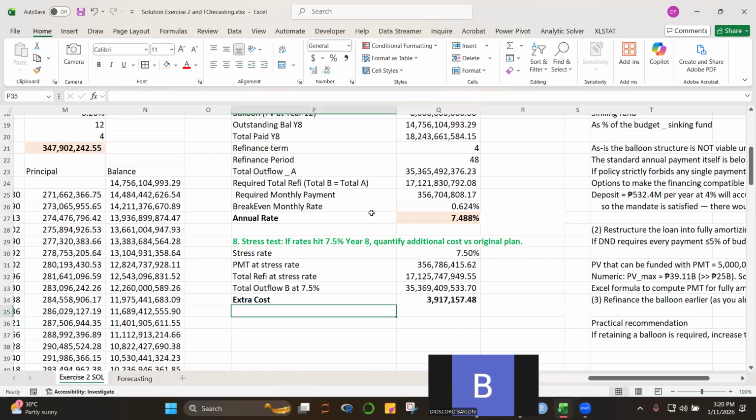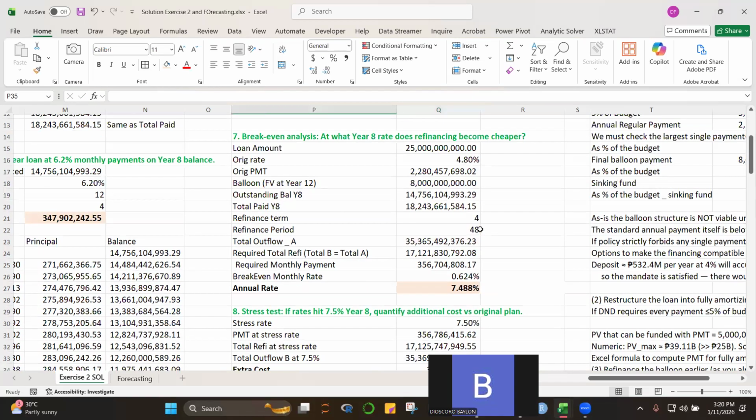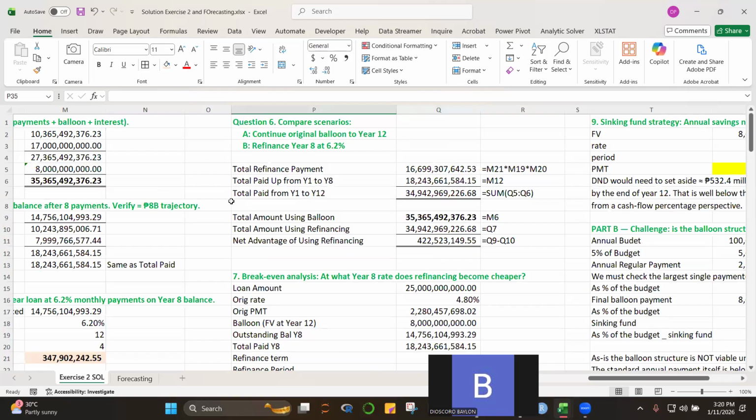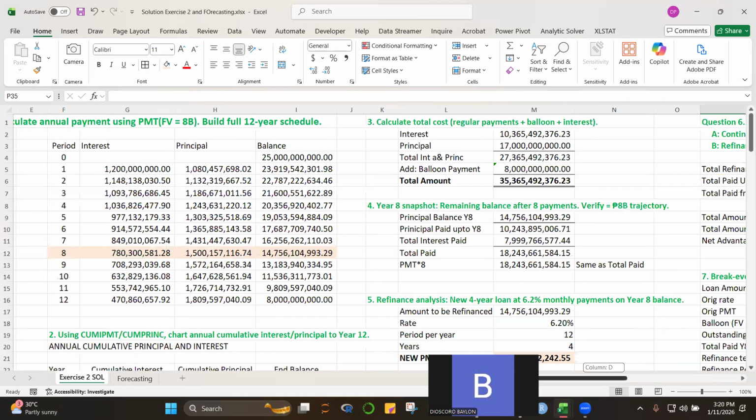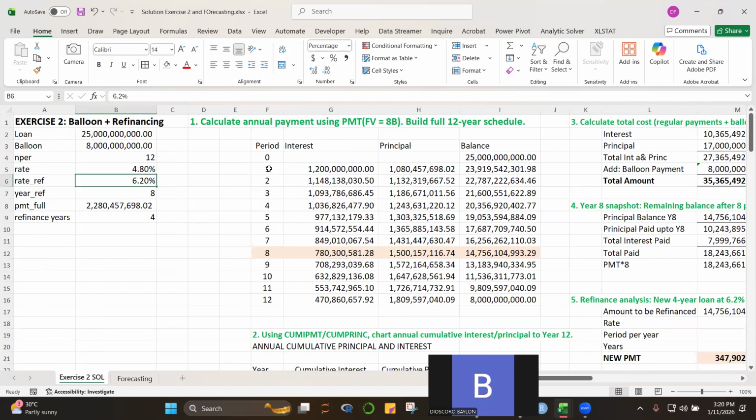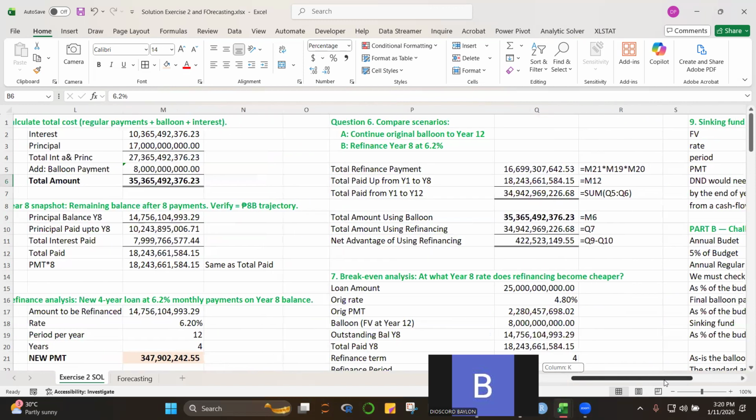Okay, so this is comparing the two options. Option A, balloon payment, tuloy-tuloy lang. Option B, may refinancing at year 8. However, ang key question doon yung 6.2%. We saw that at 6.2% favorable dun sa refinancing.